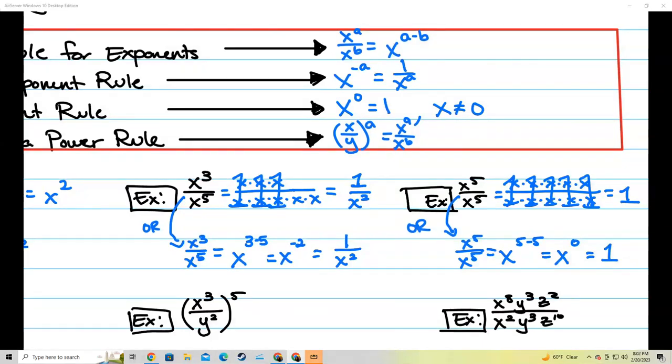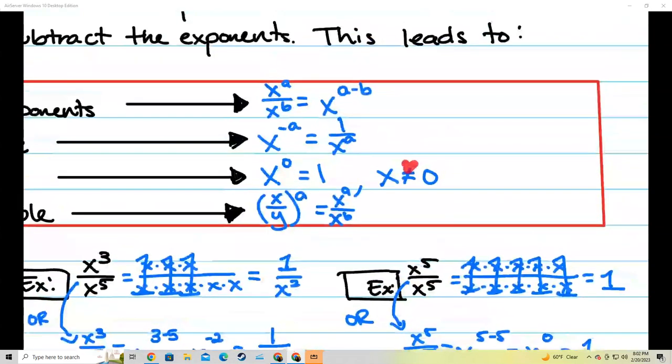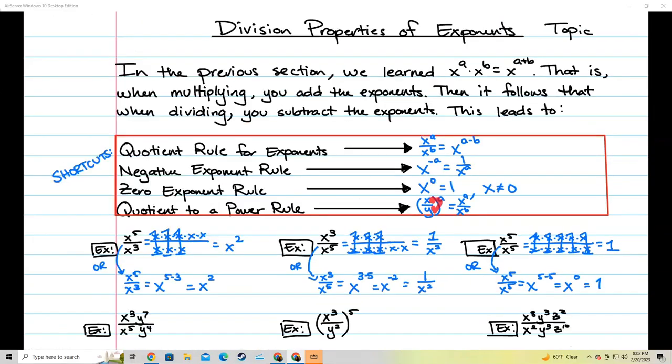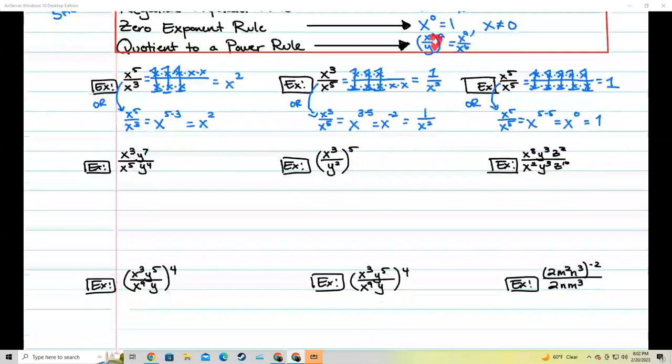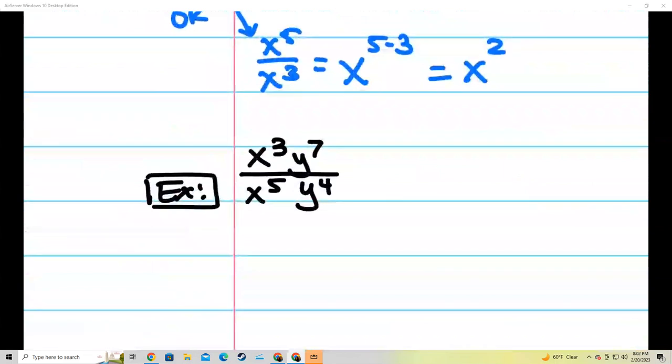So we've seen the first one in action, the second one in action, and the third shortcut in action. We still haven't seen this one, but I think this one's pretty okay. Again, anything inside the parentheses gets that power of a. All right. Let's move over to the next ones. Let's see how we're going to handle these. From now on, I'm not going to write them out the long way. I'm just going to go ahead and use the shortcut.